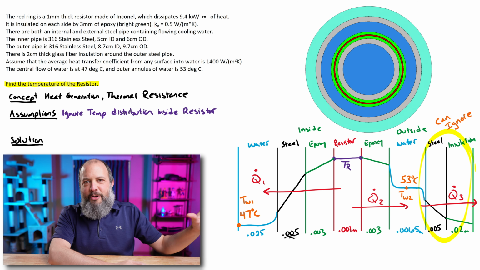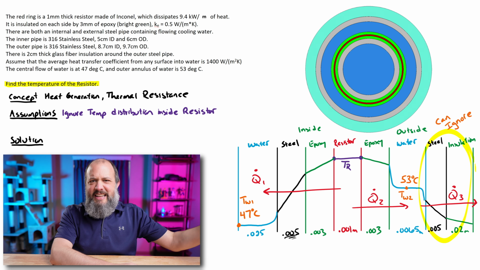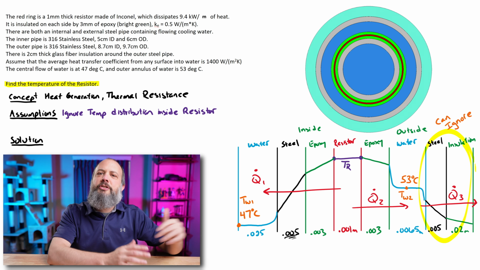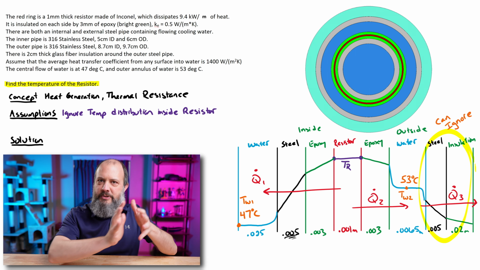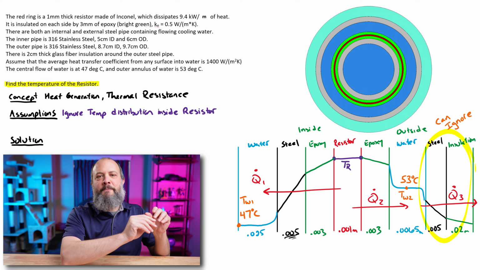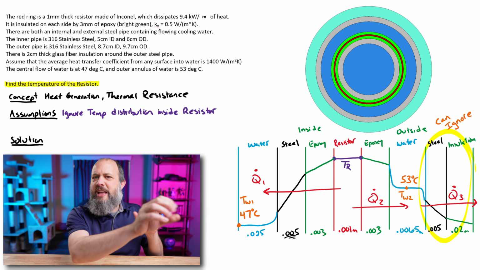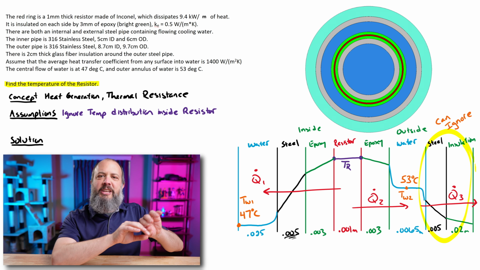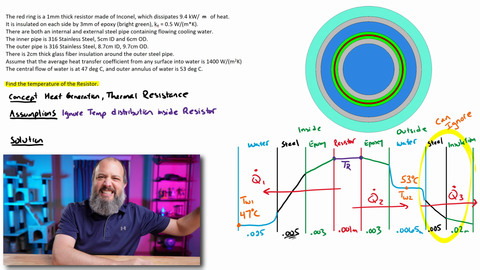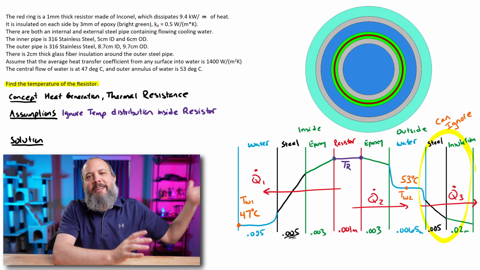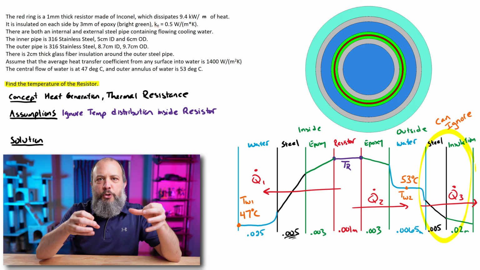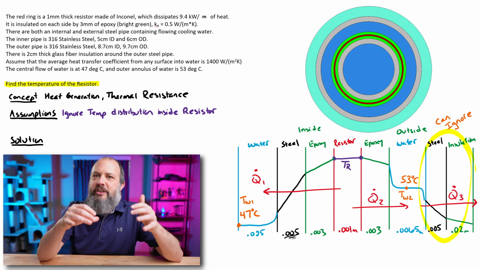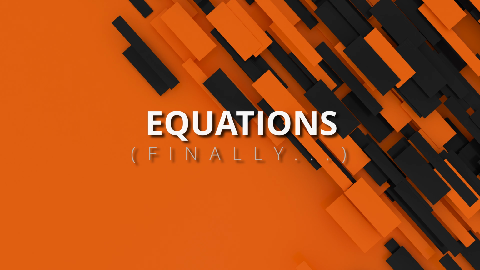So I don't care about the Q in the steel and the insulation because I don't even know any temperatures out there. So there's no way for me to find out how much of Q2 that goes from the resistor to the water. I don't know how much of it is swept away by the water and how much continues through the steel and the insulation out to the atmosphere. That's not relevant to this problem. I only care about what's happening in between the known temperatures and temperatures I'm trying to find.